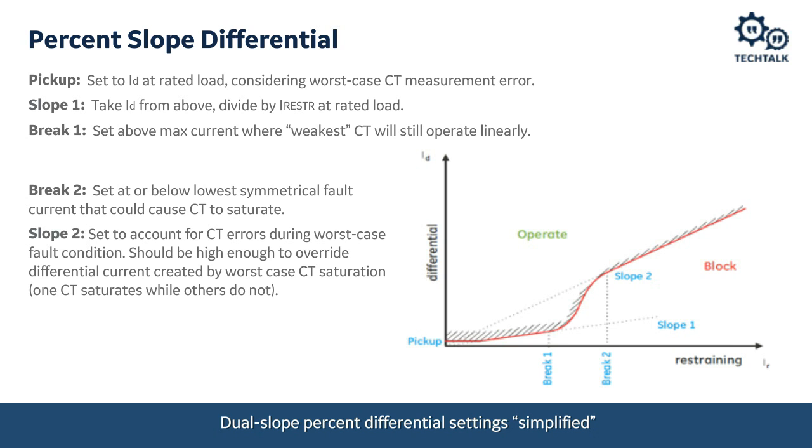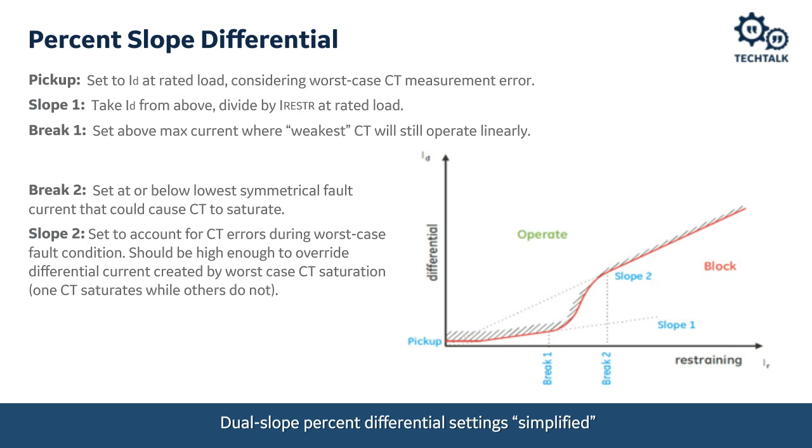So first, we have the pickup value. This is where the curve starts on the y-axis. We usually set this to whatever the differential current would be at rated load during normal operation, which basically should take into account the worst case CT measurement error. Ideally, the differential current would be 0, but we're not in an ideal world. So even under normal conditions, we'll still have a very low non-zero value of differential.